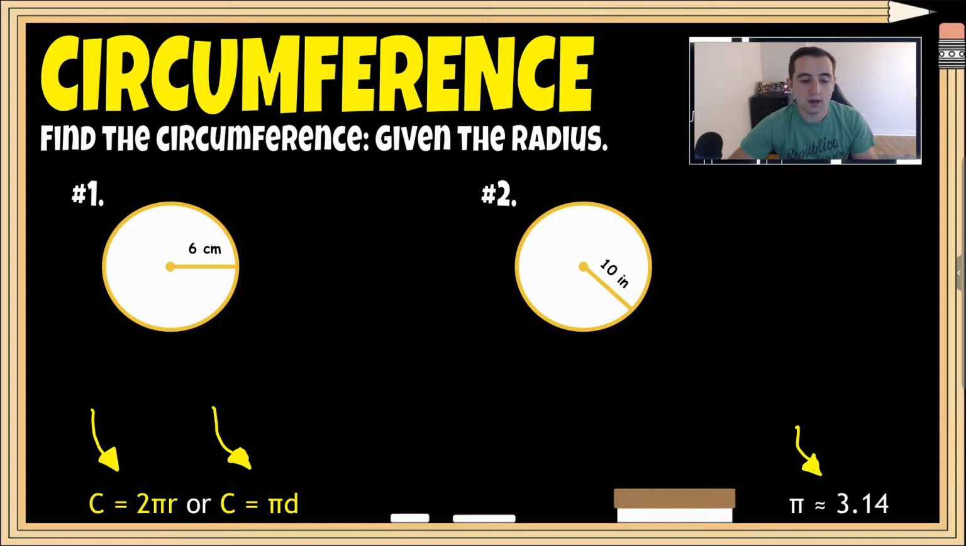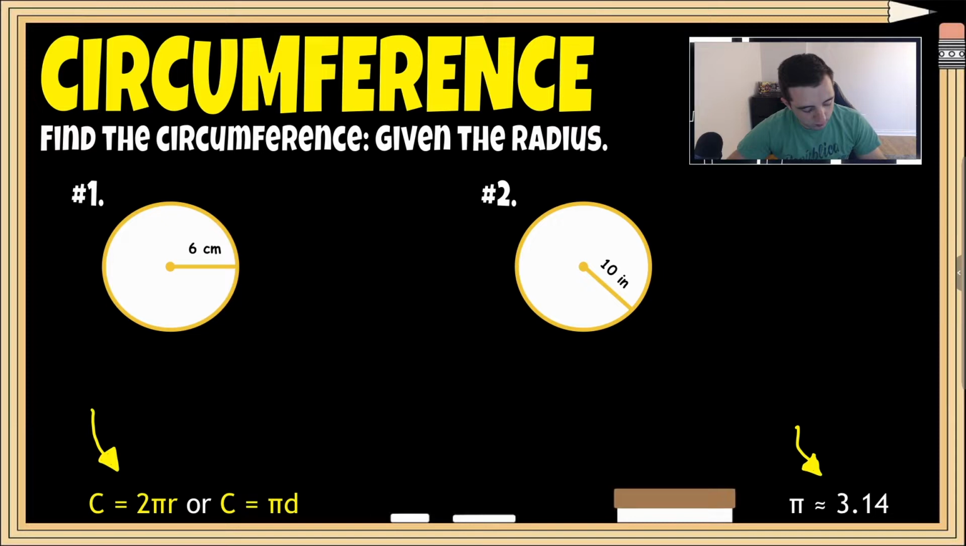Okay, now to break down the formulas a little bit more, if we start with the first one, C equals 2 pi r, so we have circumference equals 2 times, and then we're going to utilize 3.14 for pi, and then r stands for our radius, which is half the length of the circle. The other formula is circumference equals pi, again 3.14, times d, or the diameter, which is the full length of the circle, just to give you a little bit of information about each formula before we hop into the problems.